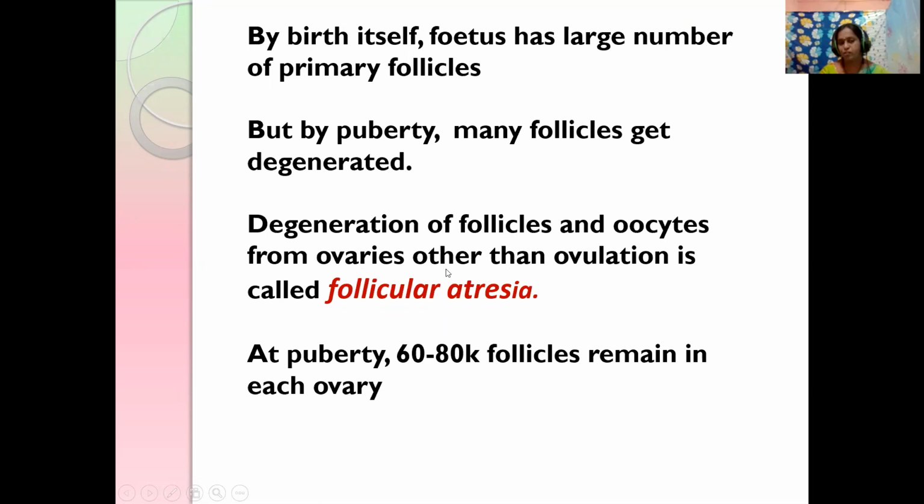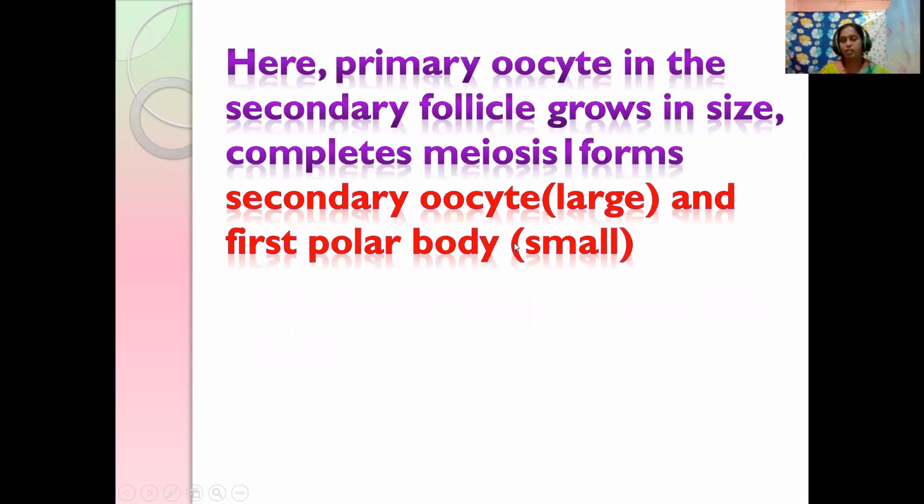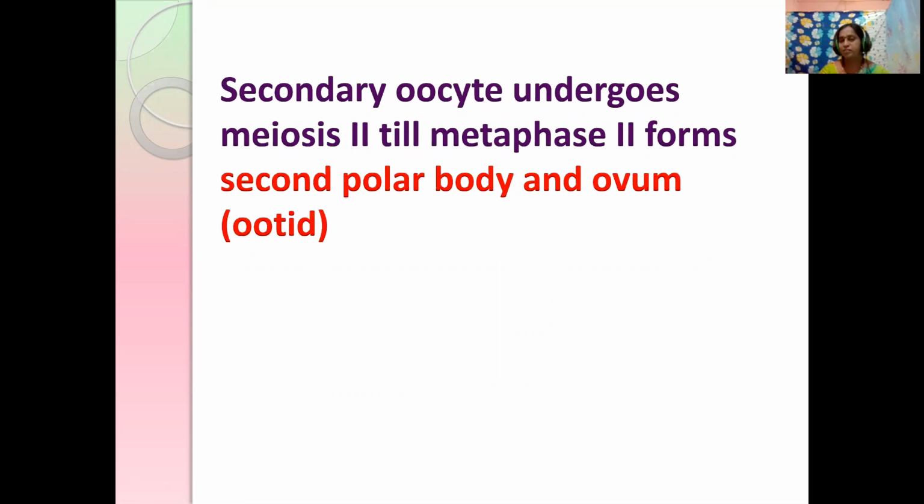Once again, I repeat, students, degeneration of follicles by the time they reach puberty is called follicular atresia. So at puberty, only 60 to 80,000 follicles remain in the ovary. Further, they convert from secondary follicle to the tertiary follicle, that is the Graafian follicle. It matures and releases the ovum.